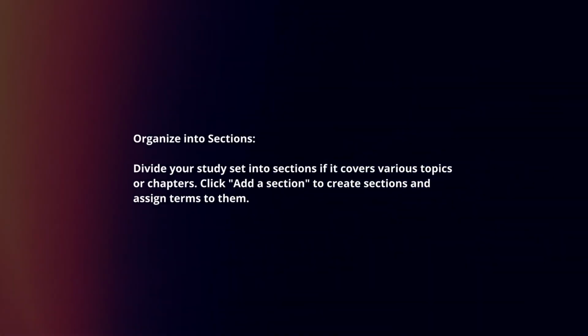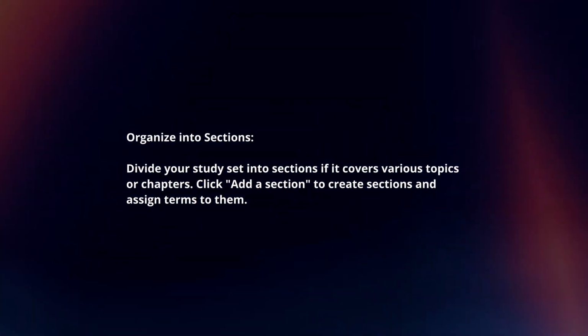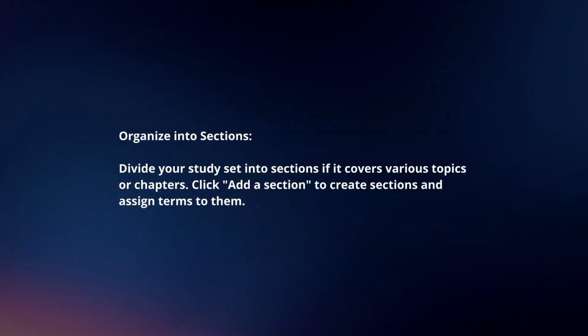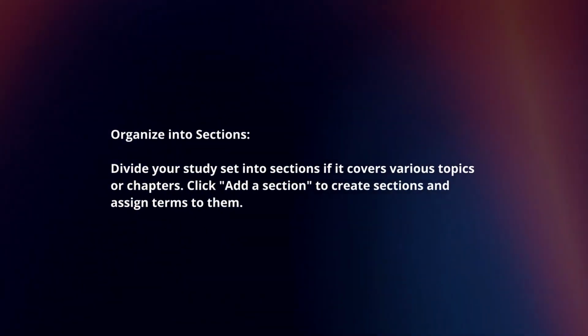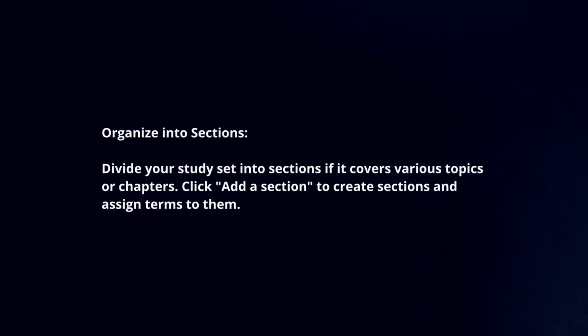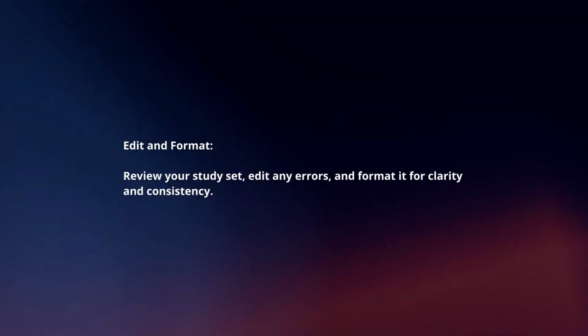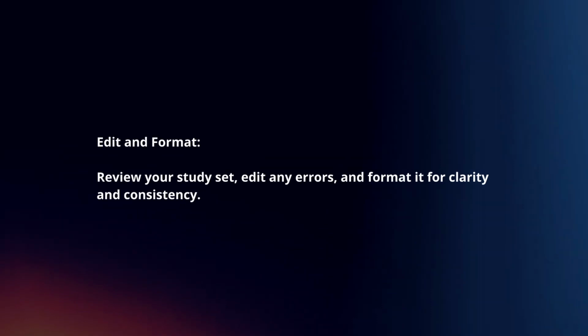Organize into sections. Divide your study set into sections if it covers various topics or chapters. Click Add a section to create sections and assign terms to them. Edit and format. Review your study set, edit any errors, and format it for clarity and consistency.